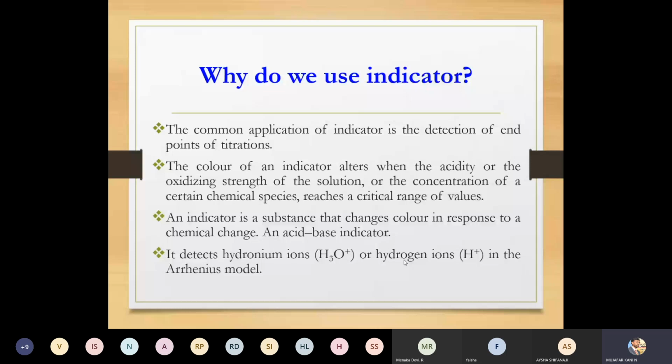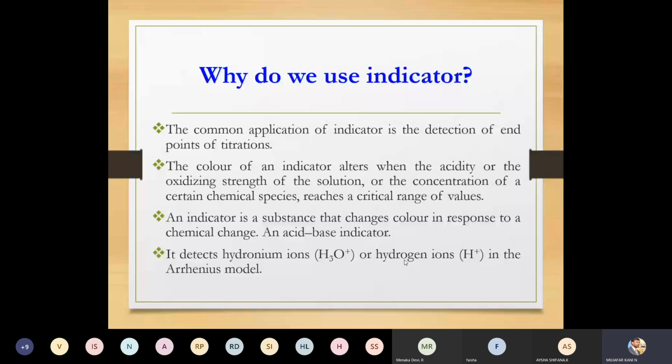The color of an indicator alters when the acidity or the oxidizing strength of the solution, or the concentration of a certain chemical species, reaches a critical range of values. An indicator is a substance that changes color in response to a chemical change. For example, an acid-base indicator detects hydronium ions or hydrogen ions in the Arrhenius model.